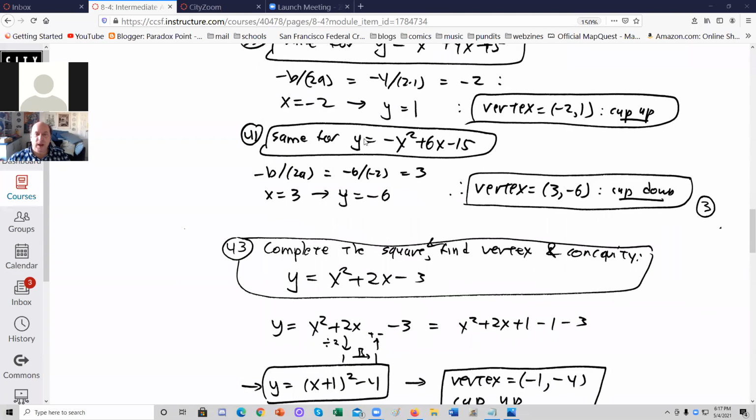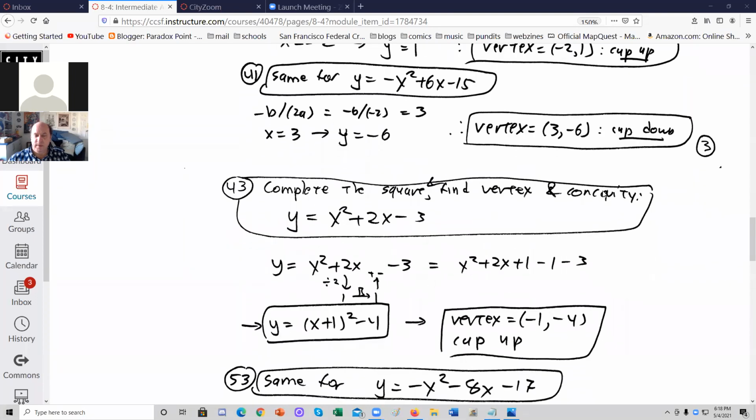Here I have the equation y equals negative x squared plus 6x minus 15. Okay, for the vertex, we need negative b over 2a, which would be negative of 6 over twice negative 1, negative 6 over negative 2, which is 3. If you plug 3 into this equation, churn, churn, churn, out comes y equals negative 6. Because it's the negative of 1x squared, that means it's cup down. So the vertex is 3 by negative 6 and cup down.